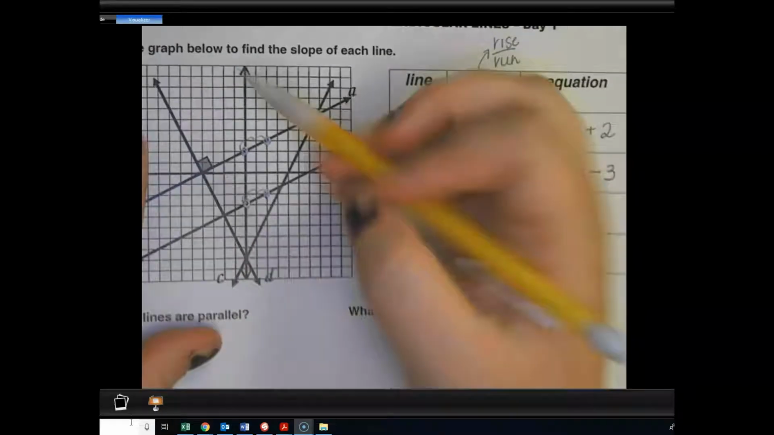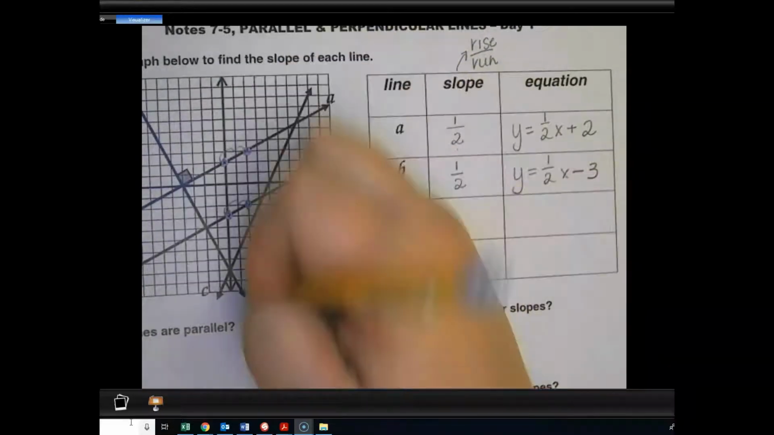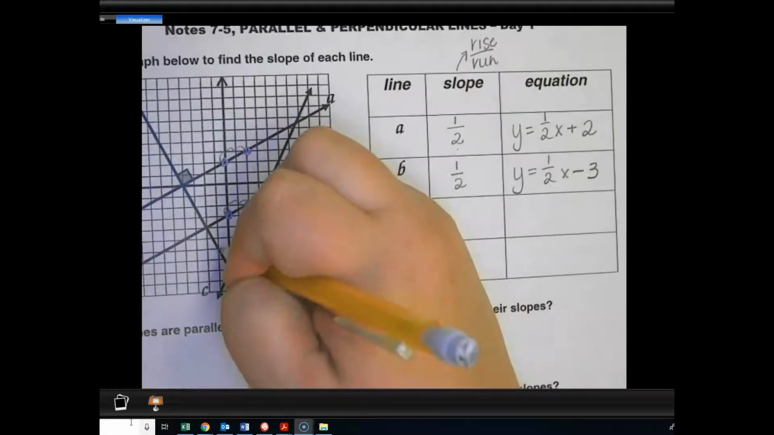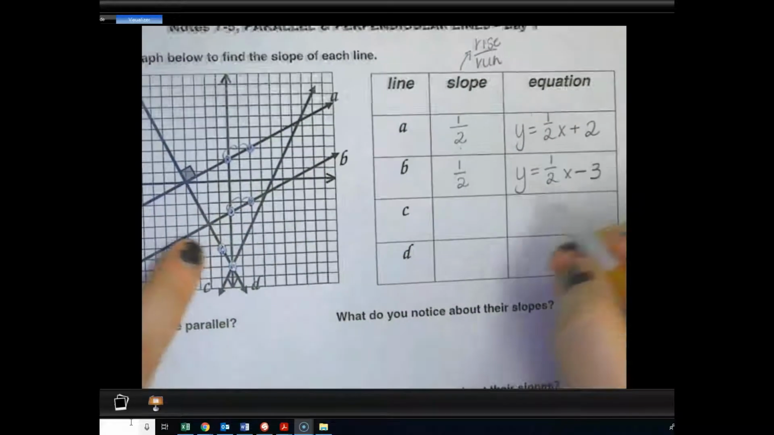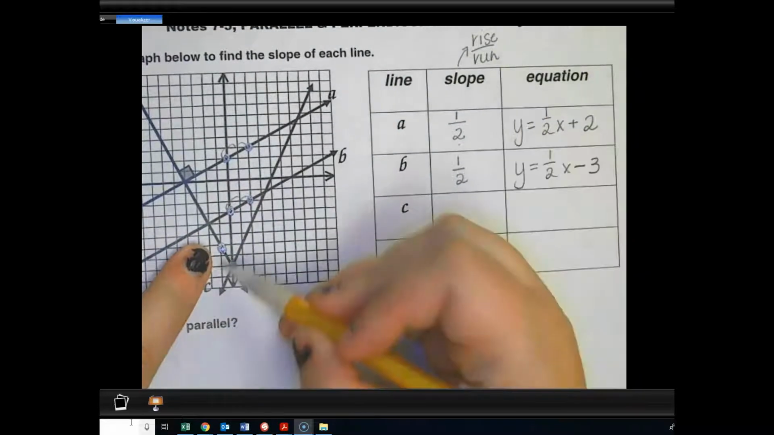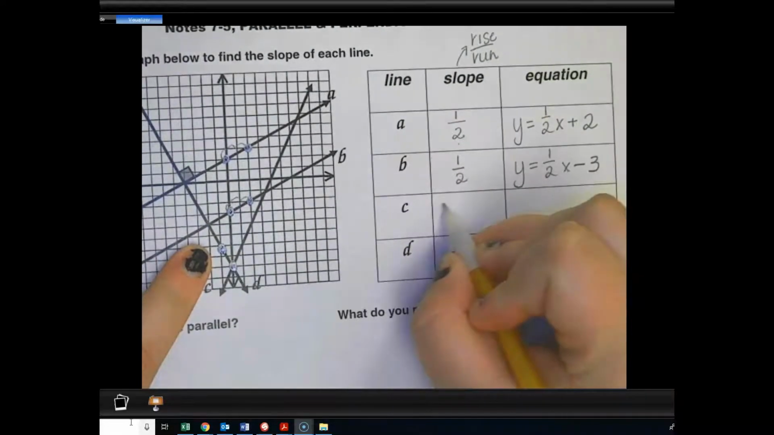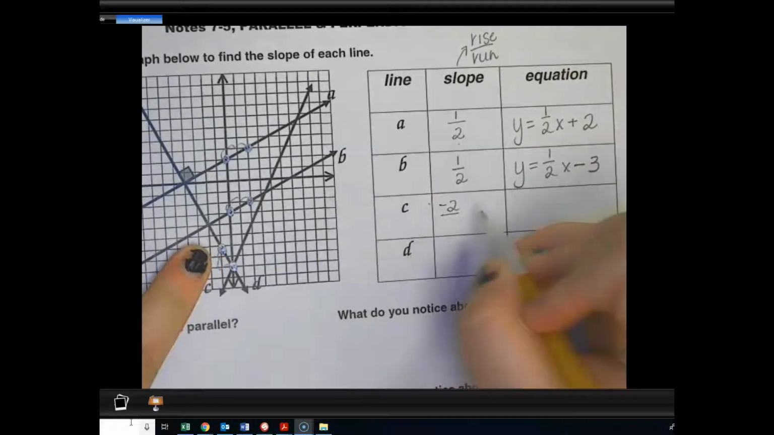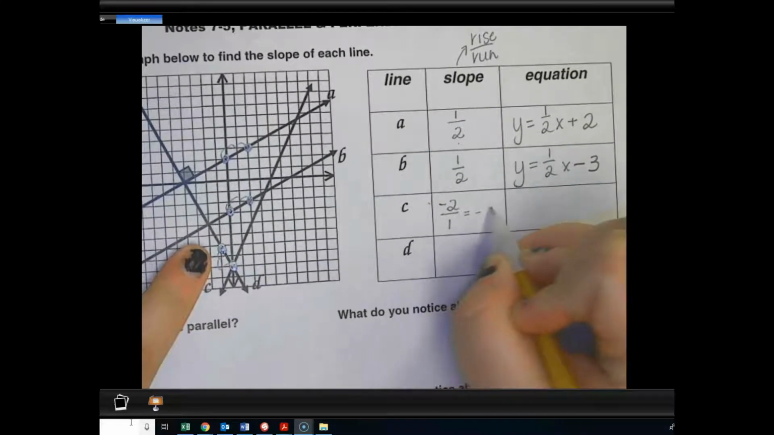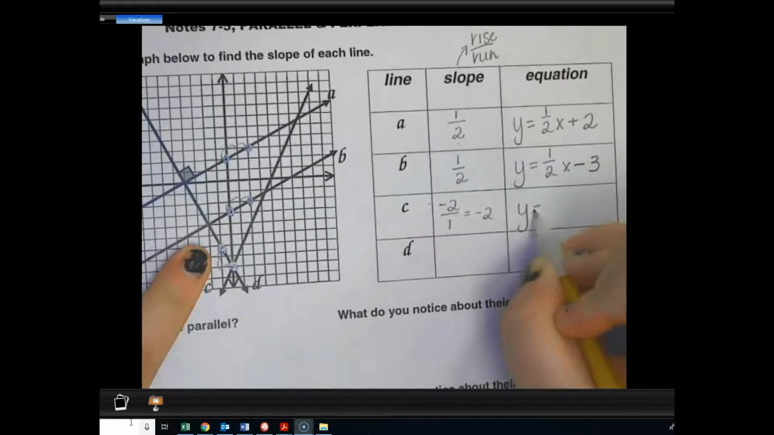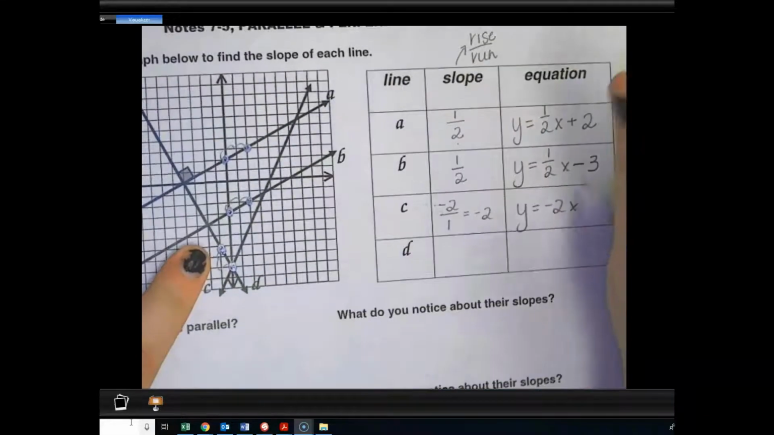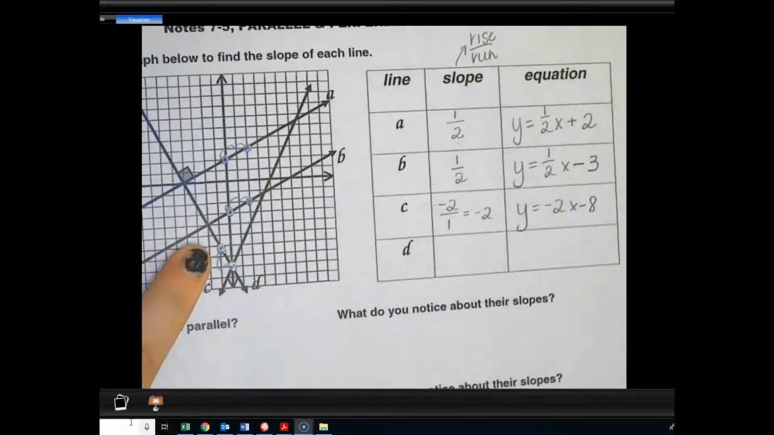Let's look at line C. I'm going to find 2 points. I'm going to pick the y-intercept, and then we've got this point. My rise is down 2, so -2. Run 1, so I have a slope of -2. So my equation is y equals -2x, and it crossed at 3, 4, 5, 6, 7, 8, -8.